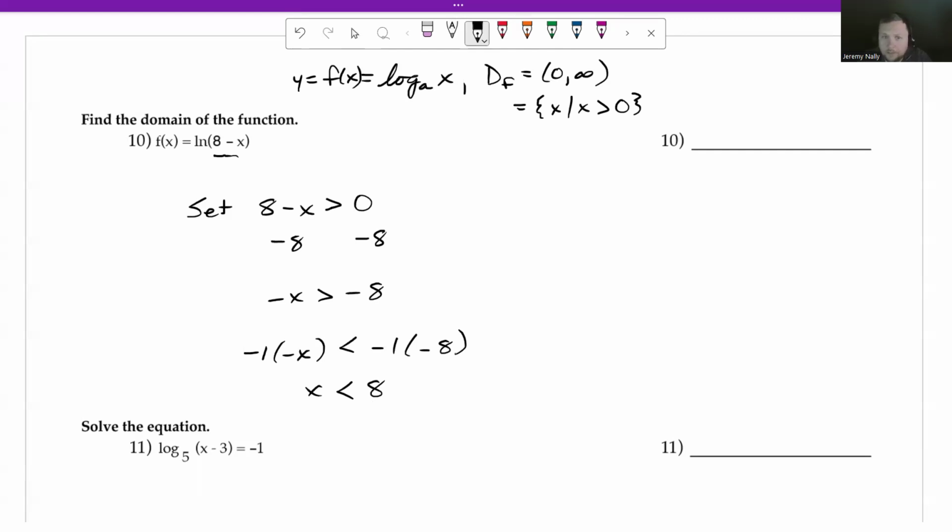So I have either this in the set builder notation or in interval notation. I have that. Okay.